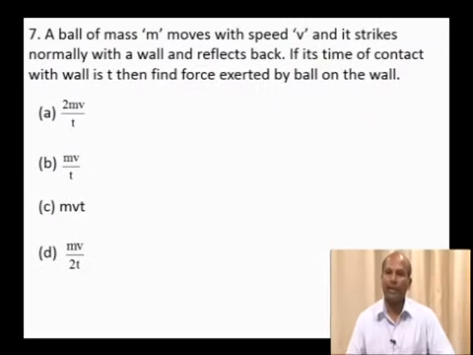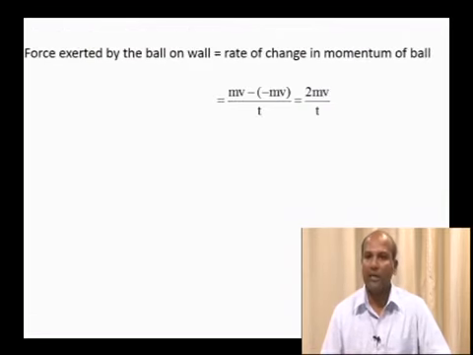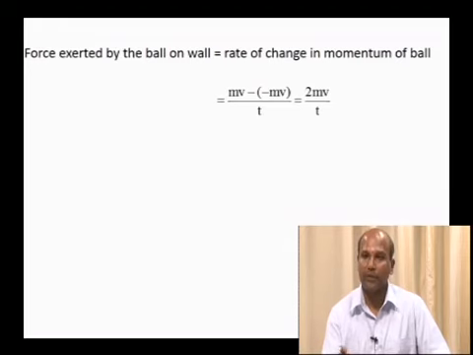A ball of mass m moves with speed v and it strikes normally with a wall and reflects back. If its time of contact with the wall is t, then find the force exerted by the ball on the wall. The force exerted by the ball on the wall is the rate of change of momentum. So you have mv minus of minus mv, because this is coming back, so this gets added, and therefore you have 2mv divided by t, and therefore option A is the correct option.